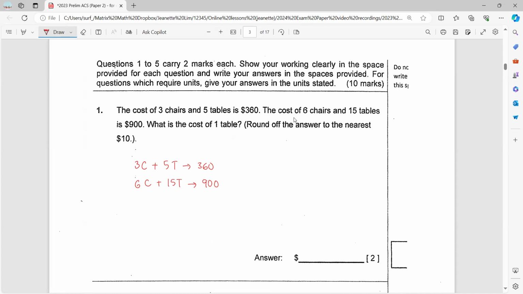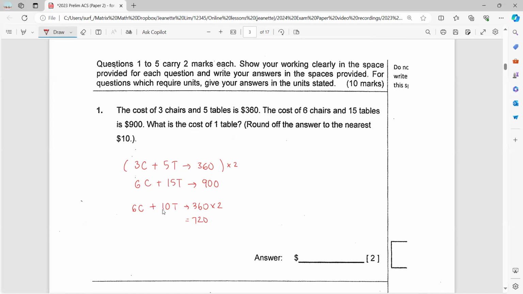Now, I'm going to make the number of chairs the same. So I have 3 chairs and I have 6 chairs. Common multiple, 6. So this whole thing, I'm going to multiply by 2. So what we end up with is 6 chairs plus 10 tables. You get 360 times 2, which is 720.